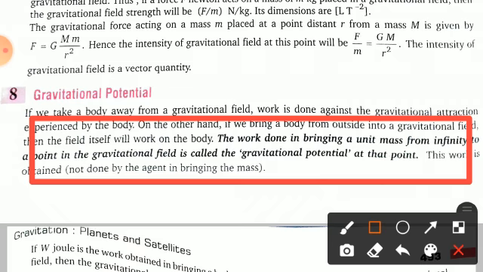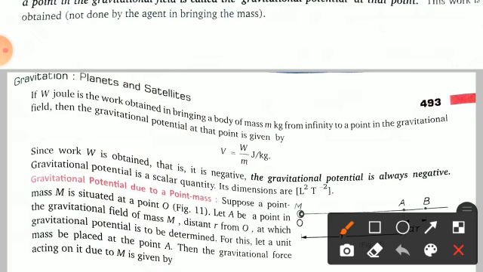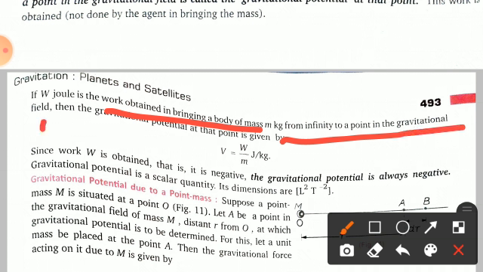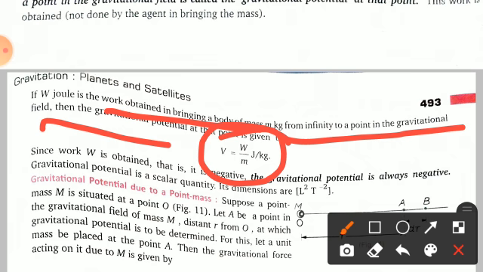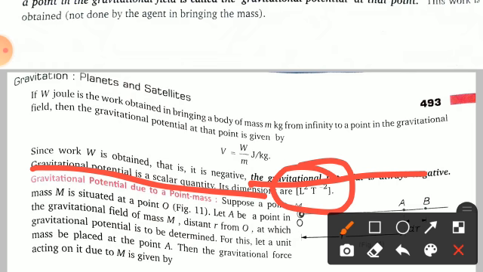As you can see here, if W is the work obtained in bringing a body of mass m kg from infinity to a point in the gravitational field, then you can write the potential as V equals W by m, which is joule per kg. Since the work is obtained, that is negative, the gravitational potential is always taken as negative, and it is a scalar quantity which has dimension of L^2 T^-2. I hope it is clear.